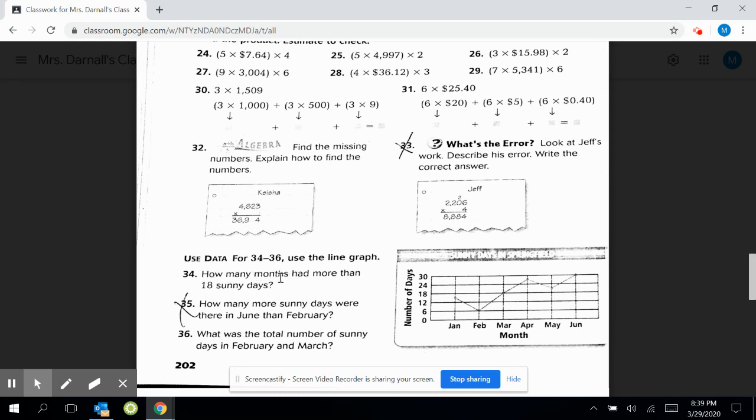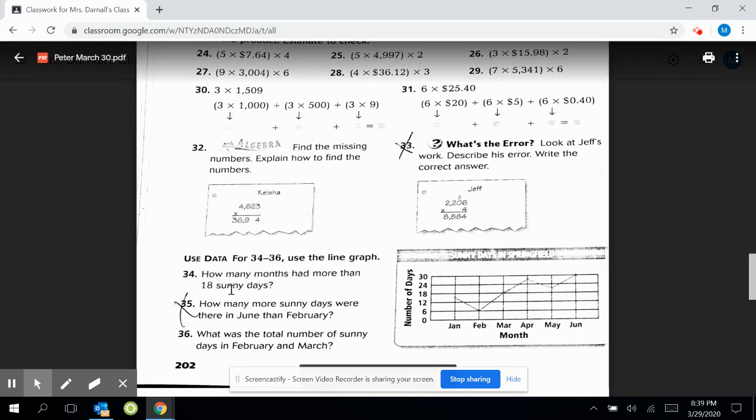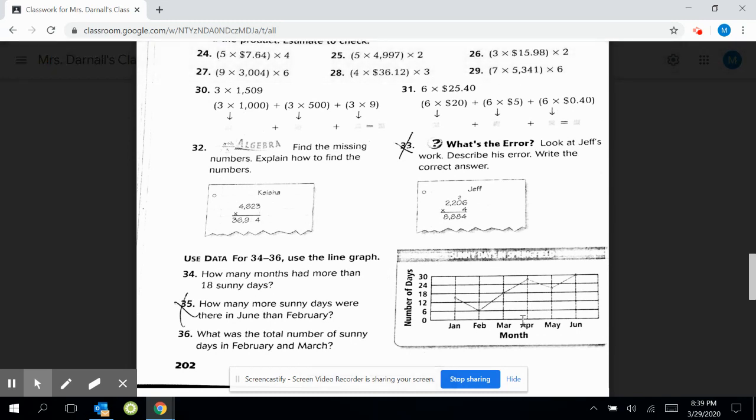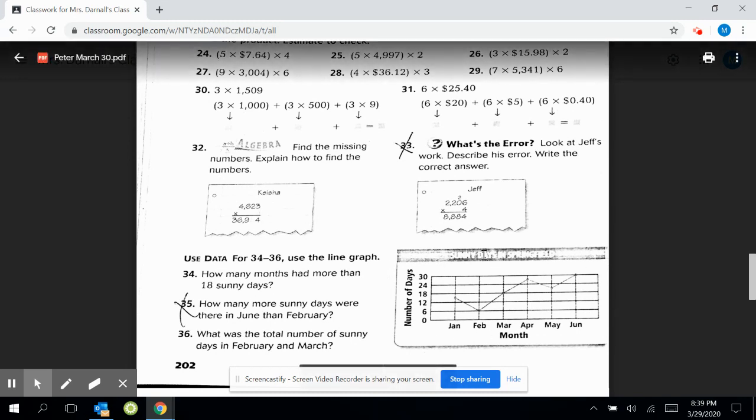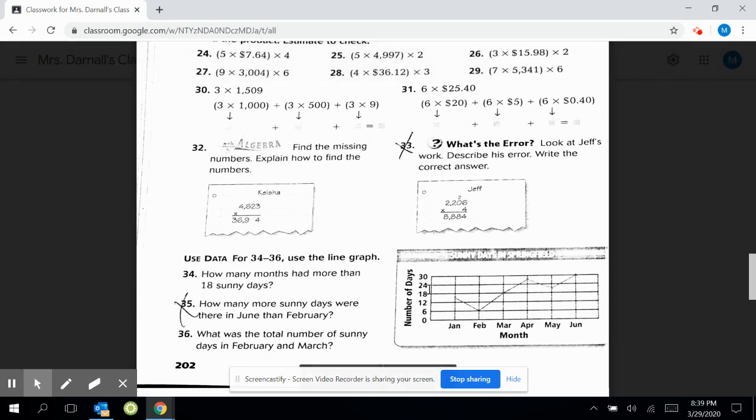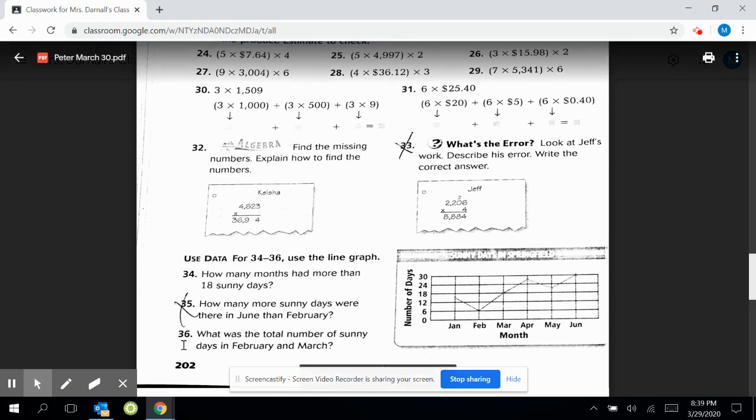Okay, how many months had more than 18 sunny days? So this is reading this graph over here. You got to use that. Look over here. These are the number of days, and then these are the months. And you have to say how many days had more than 18. So here's 18, and you want more than 18. So you have to look and see how many days had more than 18.